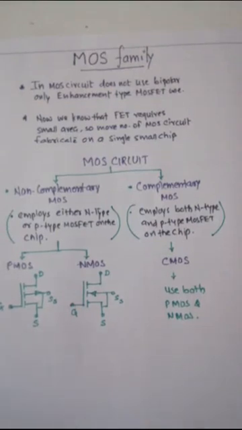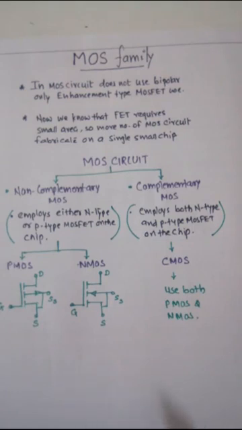Hello friends, today we are discussing the MOS family. From this MOS family we can understand how we can make logic gates from the MOS circuit. MOS means MOSFET, which we understood in a previous video, with different types: depletion and enhancement mode, of P channel and N channel.